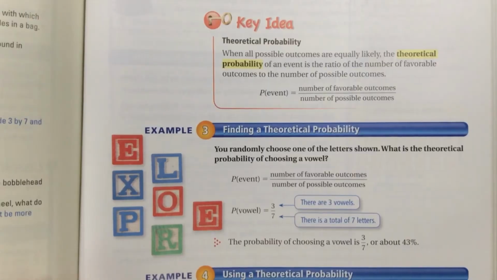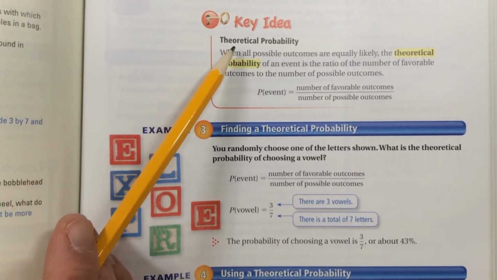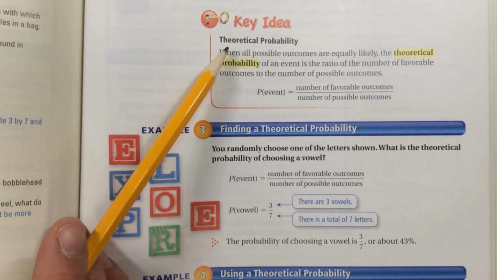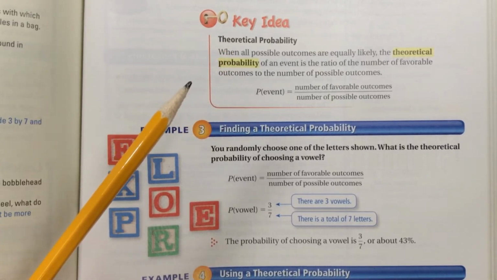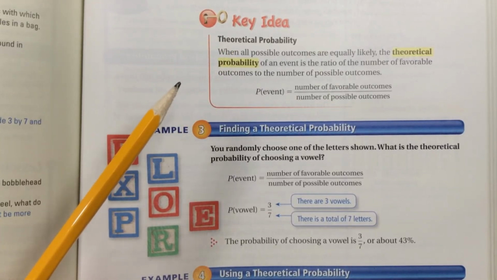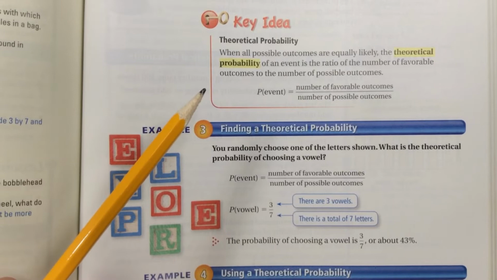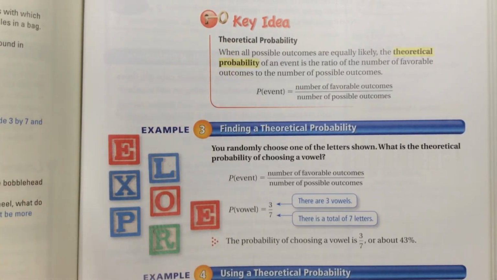Well, that brings us to the next key idea. It's a different type of probability. This is theoretical probability. This is what we're used to. It's what in theory should happen. For instance, if we flip a coin 10 times, we should get 5 heads and 5 tails. We know that may or may not be the actual case, but theoretically, that is what should happen.